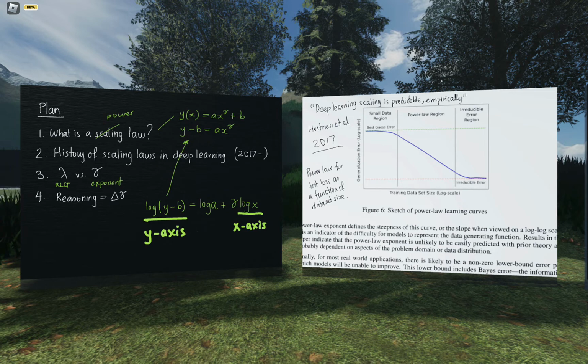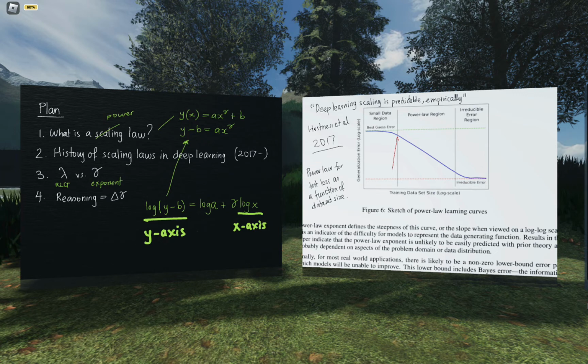So a few remarks following what Hestness et al. observed. They observed that at small scale, say small data set size, there is no power law behavior. That's what you can see in this graph here. So you don't get on the power law train until sufficient scale, and then you start to see power law scaling. And in the examples we'll be interested in, gamma is negative.